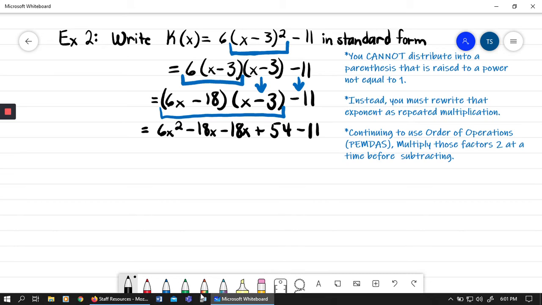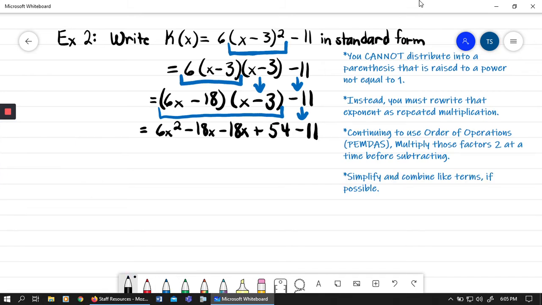Alright, and we still gotta bring that minus 11 down, because we have not subtracted anything yet. But now we are at a point where we can actually subtract. All that we've got left is adding and subtracting those terms. And so we're going to go ahead and combine our like terms here. Right? And so let's do that. Let's simplify, combine like terms.